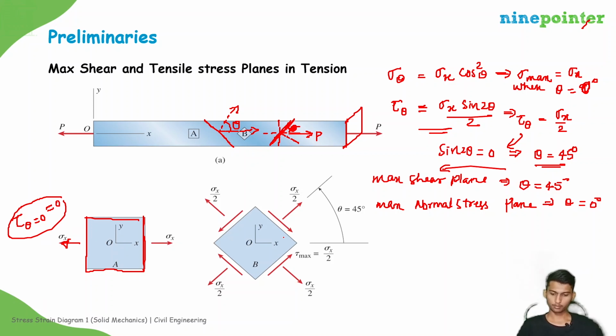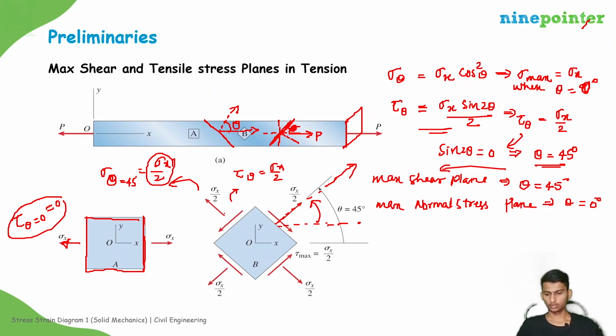This is the 45-degree plane, because if you consider the longitudinal axis like this and the perpendicular axis like this, the angle between these two is 45. Okay. For this we have tau theta equal to sigma x by 2, and sigma theta at 45 will also be equal to sigma x by 2. So there will be tensile stress sigma x by 2 on 4 sides. Similarly, there will be sigma x by 2 maximum shear stress along the cross sections. Okay, this is about maximum shear and tensile stress planes.